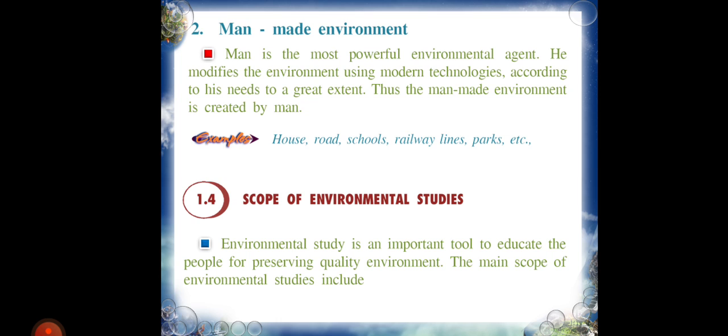Number two, man-made environment. Man is the most powerful environmental agent. He modifies the environment using modern technologies according to his needs to a great extent. Thus, the man-made environment is created by man. Examples: house, road, schools, railway lines, parks, etc.